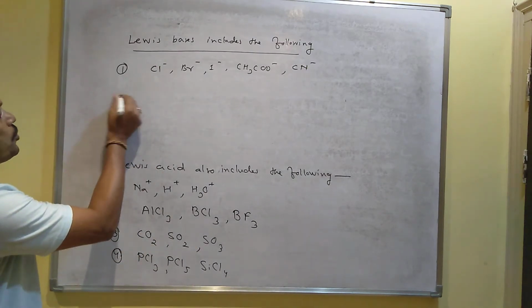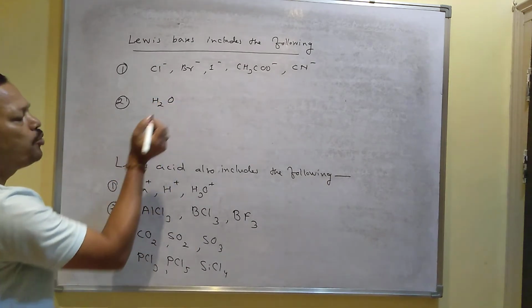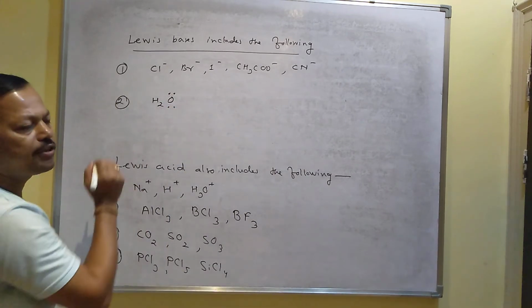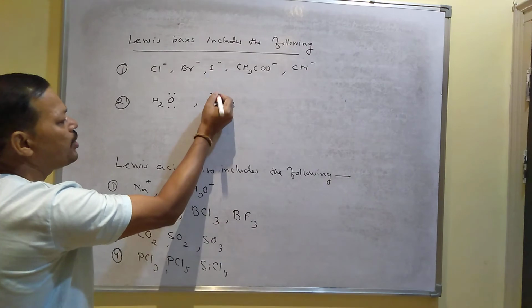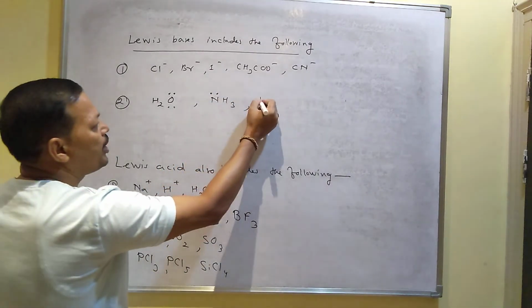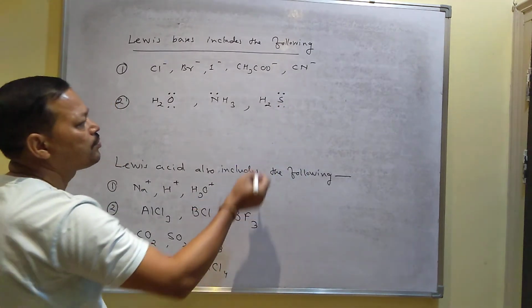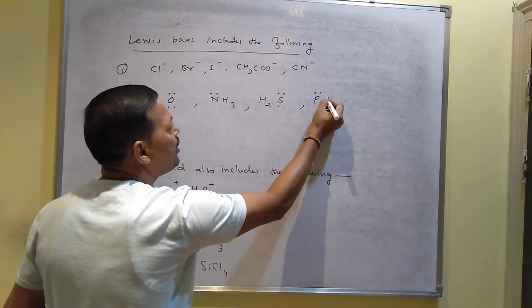Similarly, number 2, those molecules, for example water, here who is the central atom? Oxygen. You know oxygen always has 2 lone pairs of electrons. Ammonia, who is the central atom? Nitrogen. Nitrogen contains 1 lone pair of electrons. H2S, sulfur contains 2 lone pairs of electrons. Then PH3, phosphorus contains 1 lone pair of electrons.